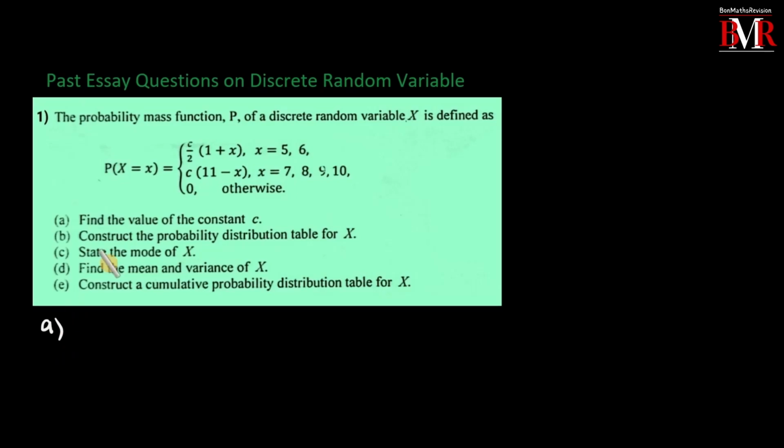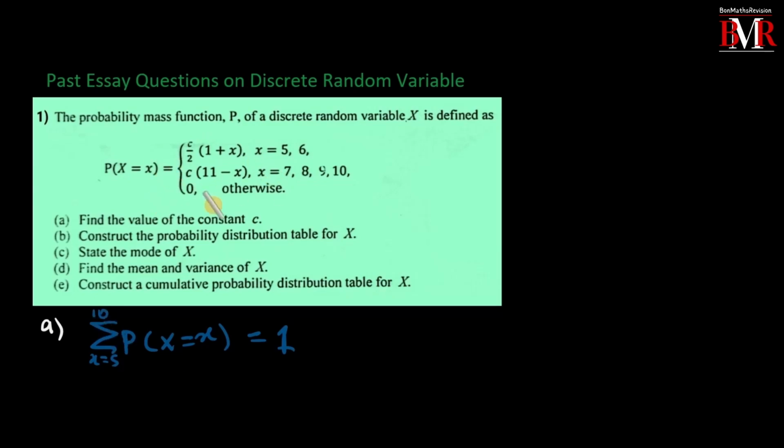A. Find the value of the constant C. By definition, for x to be a discrete random variable, the summation of the probabilities of x must be equal to 1 for all values of x. All values of x in this question start from x equals 5 to x equals 10.